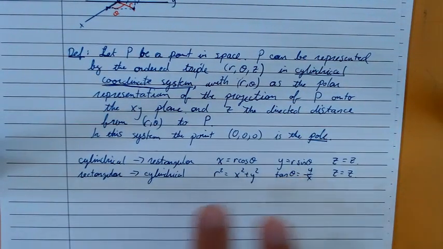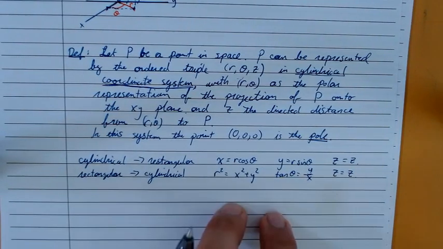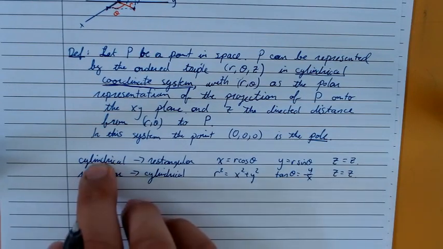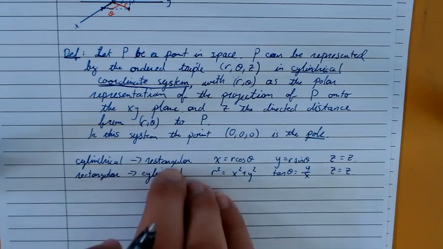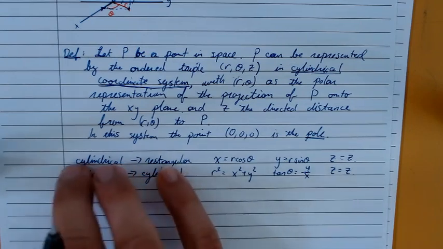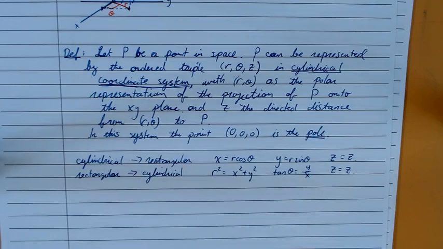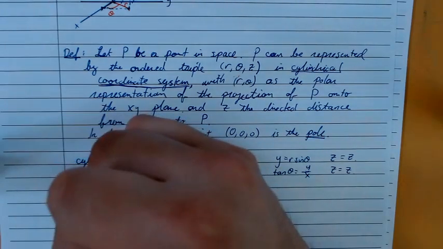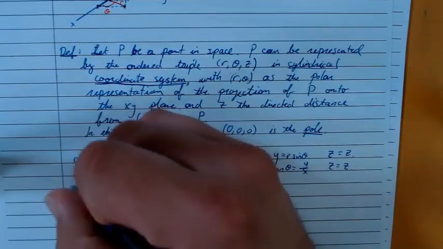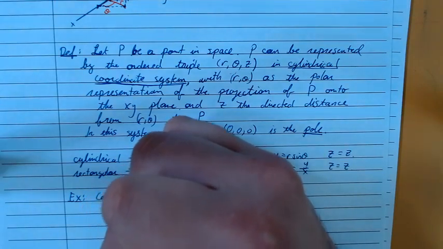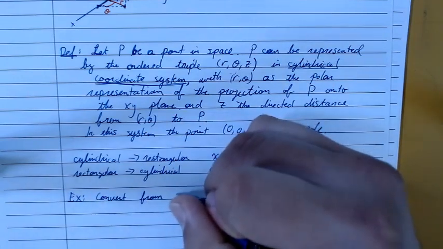These conversion factors allow us to convert points to points and allow us to convert equations to equations. Meaning, I can get a point that's cylindrical and convert it to rectangular. I can get a point that's rectangular and convert it to cylindrical. Or I can take a whole equation that's cylindrical, convert it to rectangular, or from rectangular to cylindrical. So let's see some examples of those. Let's convert from cylindrical to rectangular.